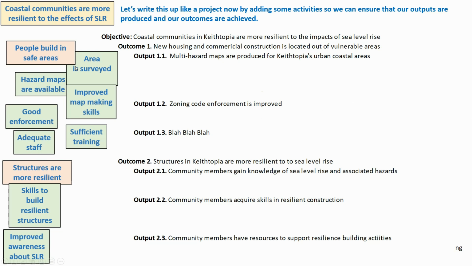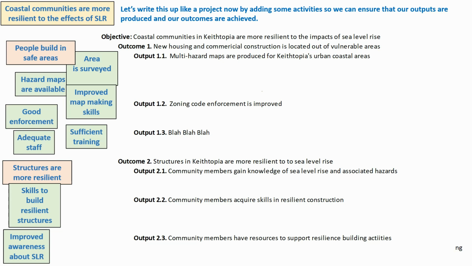So let's look at the activities. That's what we'll put last. Now remember, these things come from our objective tree. Yeah, multi-hazard maps are produced. Oh, look at this one. Community members gain knowledge of sea level rise and associated hazards. Once I know that that's the output that I have to produce, I can go into my toolkit of experience, and there are probably 100 different activities that I could use to make that happen, to produce that output.